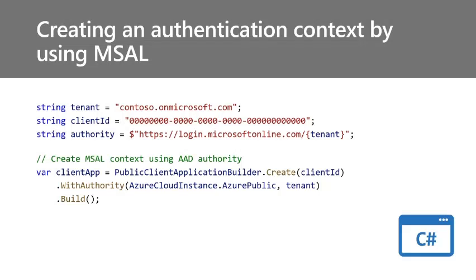So it sounds a bit complicated, but it's nothing. Just using the Microsoft Identity Client library, which requires you to use PublicClientApplicationBuilder, which will create a client using the client ID, and then with authority you just say what type of authority, Azure Cloud Instance or Azure Public, and the tenant, you pass the tenant, and then you build the client.